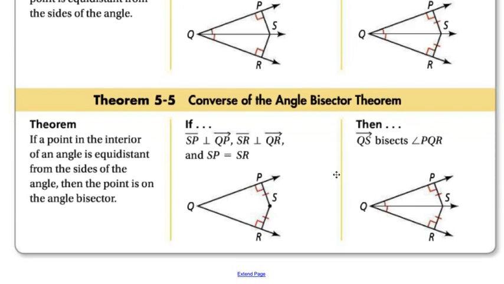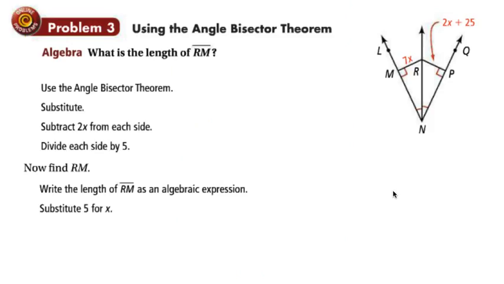The converse of the theorem says that if you have two segments that are perpendicular to the sides of an angle and they are equidistant, then the ray that you would create by connecting Q to that point would be an angle bisector. It would bisect the angle. So how can we use that to solve some problems?